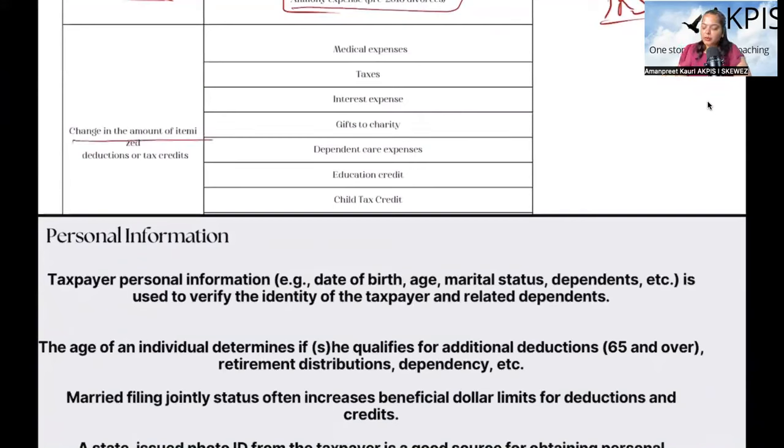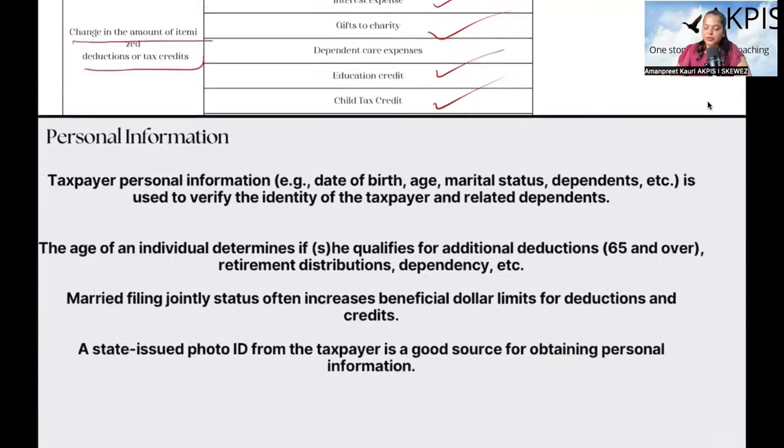Then change in the amount of itemized deductions or tax credits, for example, what kind of medical expenses you have for the purpose of eligible deduction, taxes, interest expense, charity, educational credit, child tax credit, because these credits lower your taxable income, right? So we need all these details, and that's why they are referred to as preliminary work related to the previous year returns or other kinds of changes.